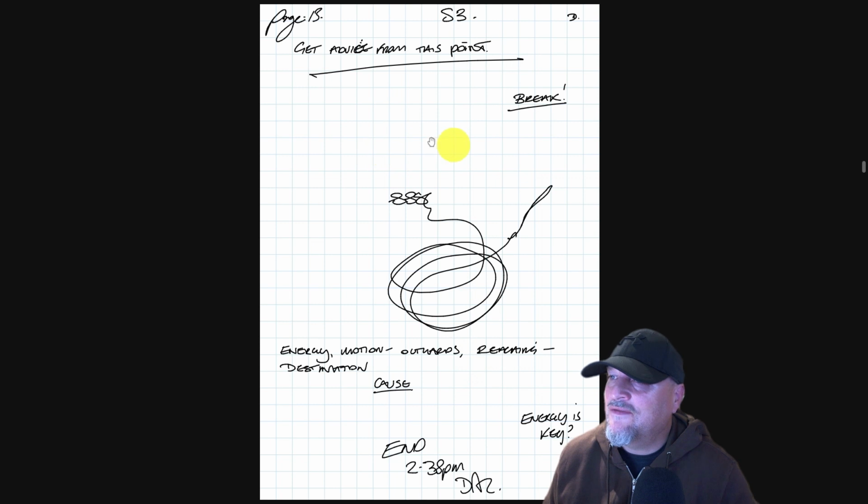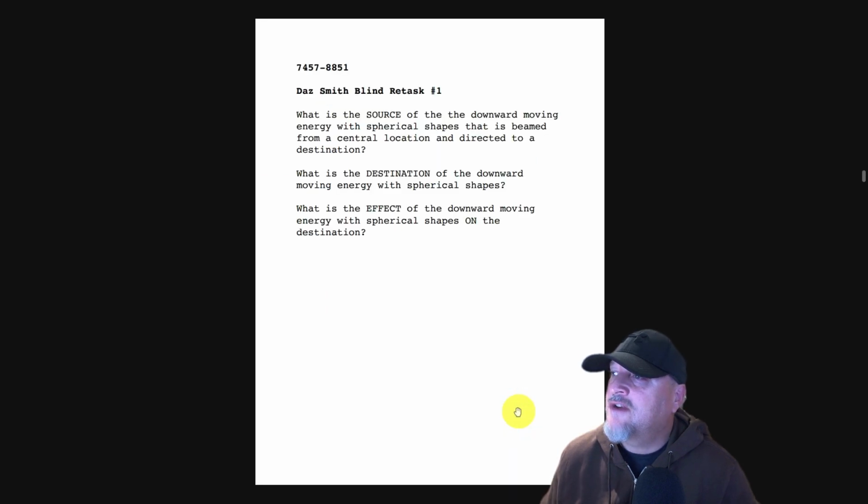So I asked to get advice from this point. This is my last page. And on my last page, just another ideogram showing lots of energy, motion. It feels like it comes down from somewhere, and then there's a big motion. And I wrote here, energy is the key. So I was then retasked to look at the source of the downward moving energy and the destination and the effect.